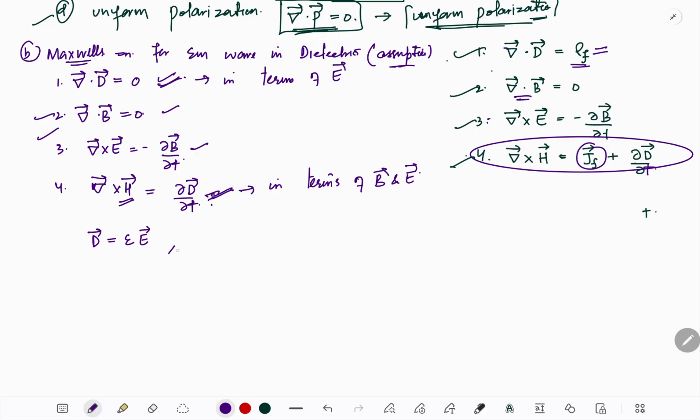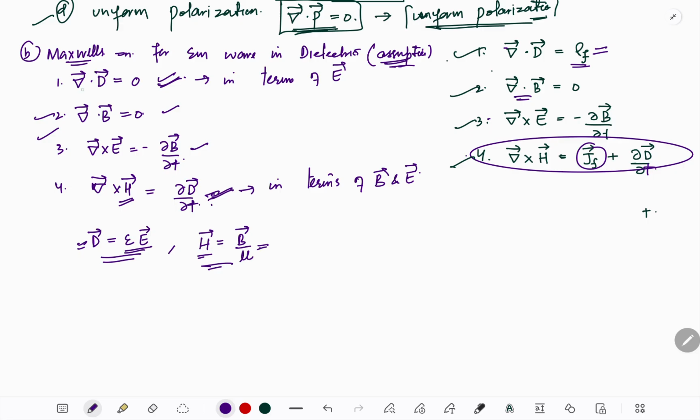Okay, and H is B by mu. Okay, for these dielectric materials with the assumptions, these are the two equations. You have to remember that D, the electric displacement, is epsilon times E, and H is B by mu.